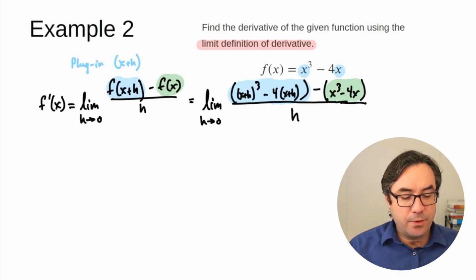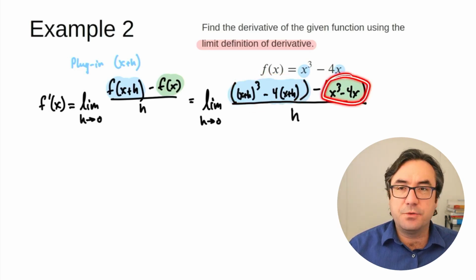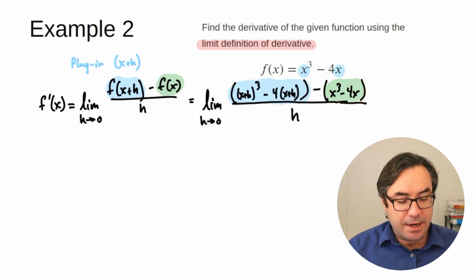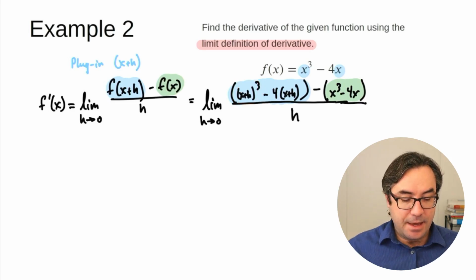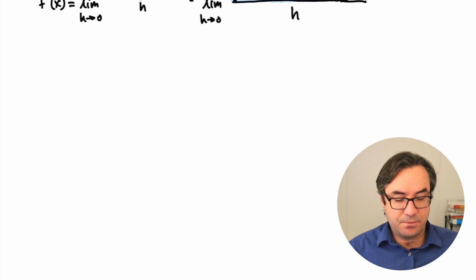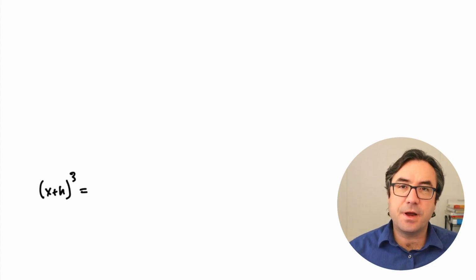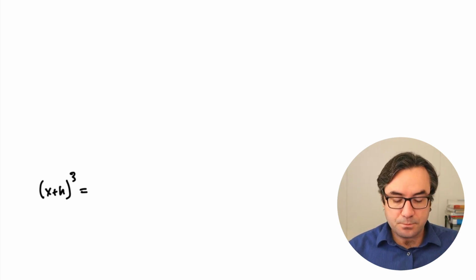Now, when we're doing these power functions, our strategy is just to multiply things out, and once we have everything multiplied out, we want to do the subtraction up here. So let's work on getting this x plus h cubed all multiplied out. And let's leave a little space here and work on this further down. So for x plus h cubed, if we're not sure, let's just write it out.